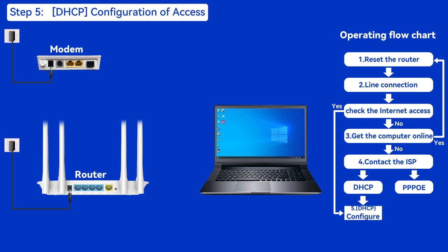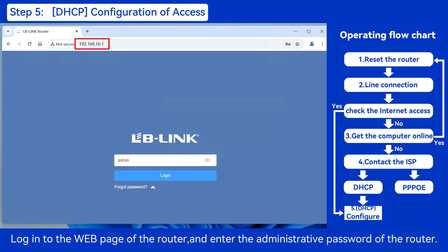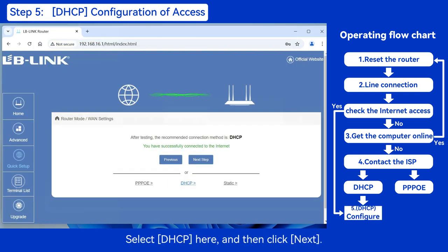Step 5. DHCP configuration of access. The wiring of the router needs to be restored. Log into the web page of the router and enter the administrative password of the router. Select DHCP here and then click Next.